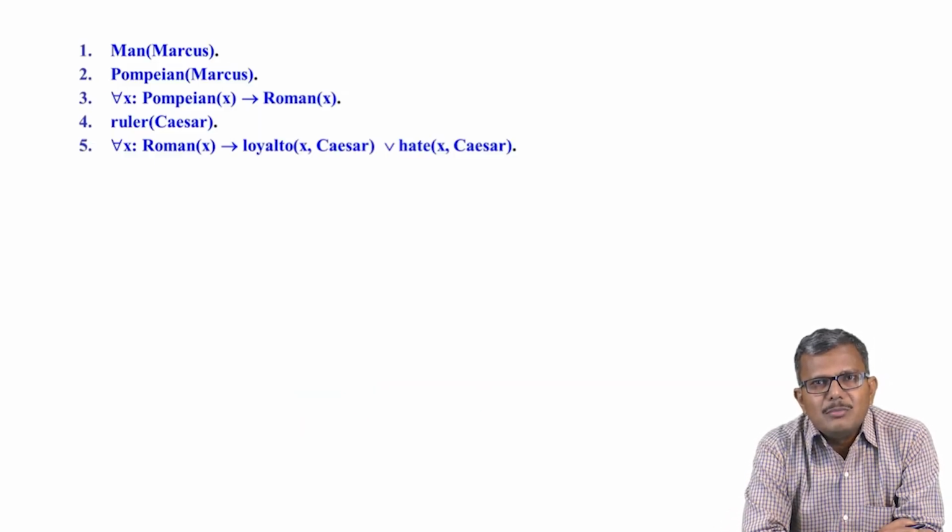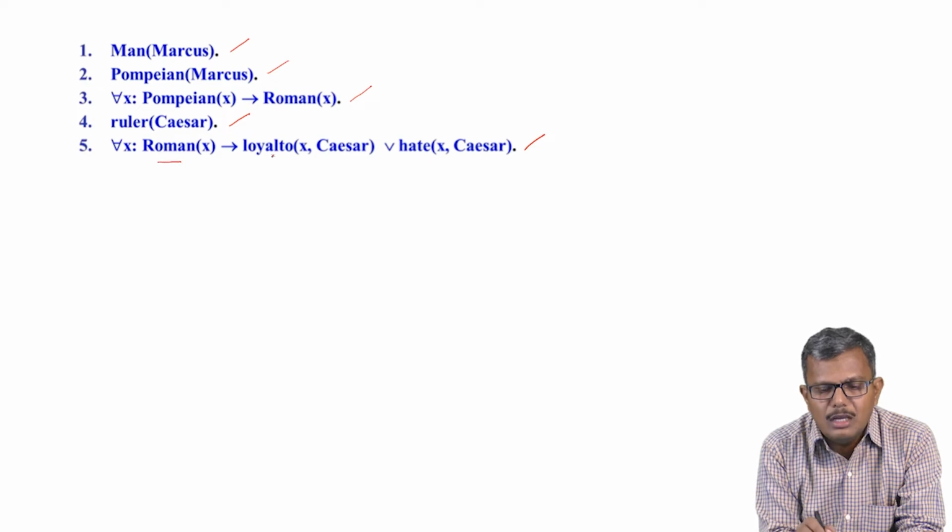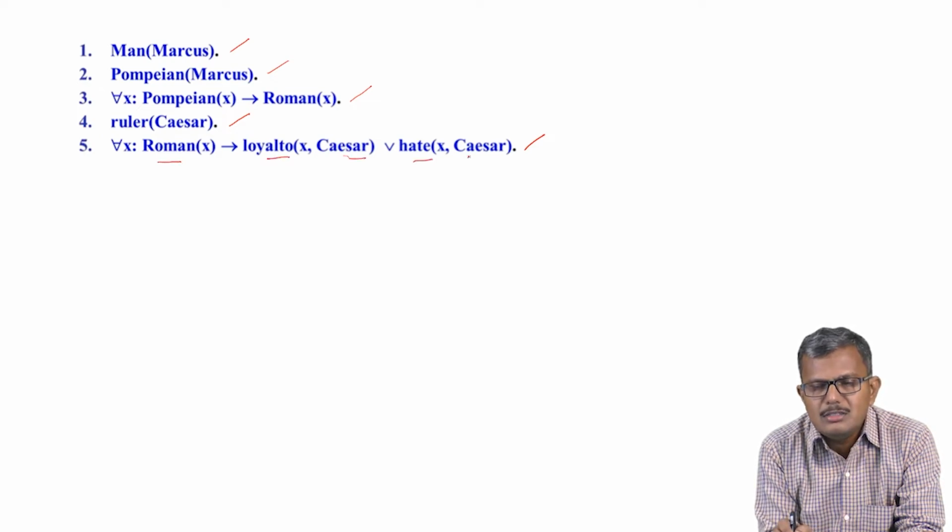Now try to see these examples. Marcus is a man, so I can represent it like this. Marcus is a Pompeian. All Pompeians were Romans. Caesar is a ruler. Now about this one: all Romans are either loyal to Caesar or hate Caesar.